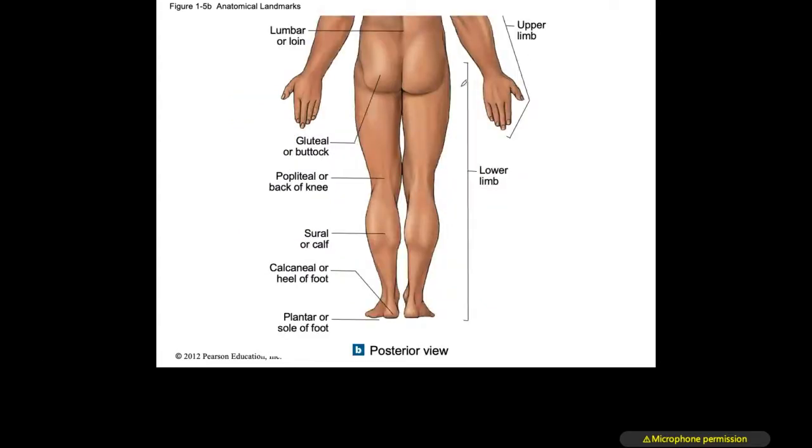When we look at the lower limb, the rump here is the gluteal region. We will be learning about muscles like the gluteus medius, maximus, and gluteus minimus. The back of the knee is called the popliteal. When you do blood vessels, there's a popliteal artery, vein, and nerve back here. The calf is called sural. The heel is called calcaneal. A lot of runners get calcaneal heel spurs. And then the bottom of the foot, or the sole of the foot, is called the plantar surface.